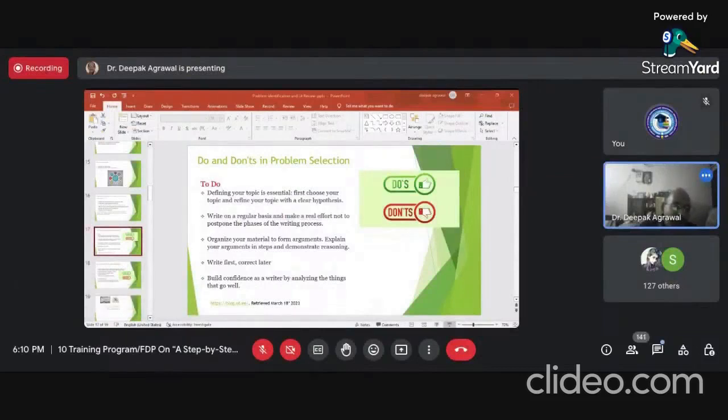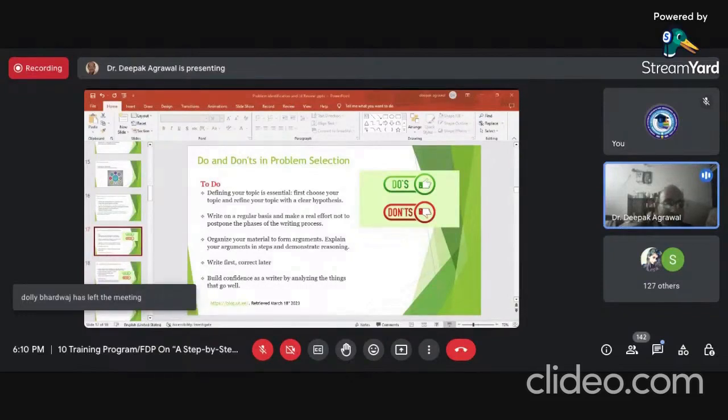I already talked about this: write first and correct later. Don't worry about grammatical errors and all these things. You just keep on writing. Think, incorporate, and note it down. All these things can be taken care of at a later stage of your work.